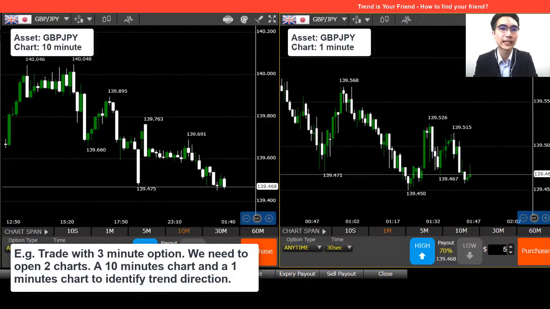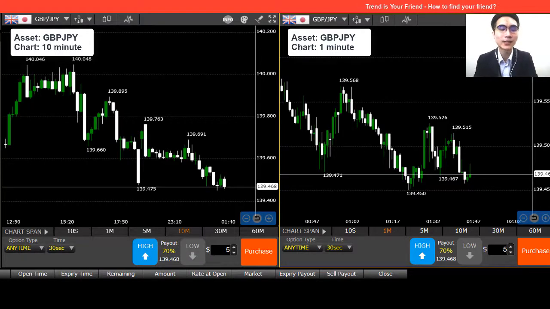So on the left here, we do have a 10 minutes chart for the British pound and Japanese yen, and then on the right here we do have the chart for the same currency, but we are looking at a 1 minute chart here. So on the left is a 10 minutes chart, and on the right is a 1 minute chart.